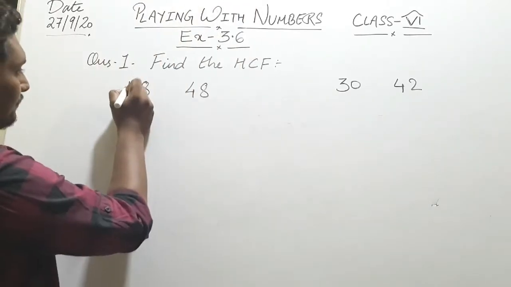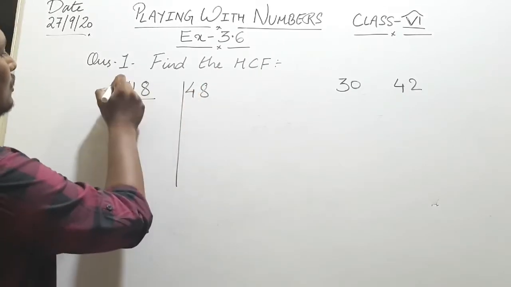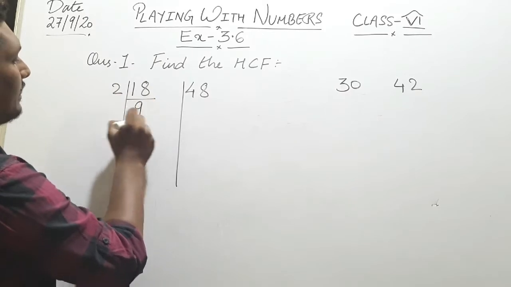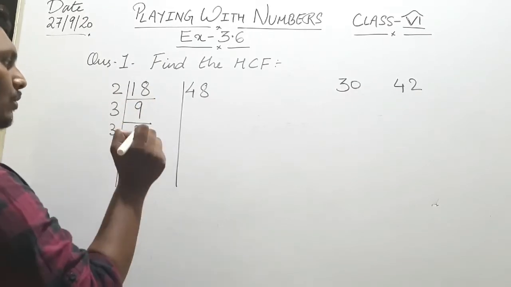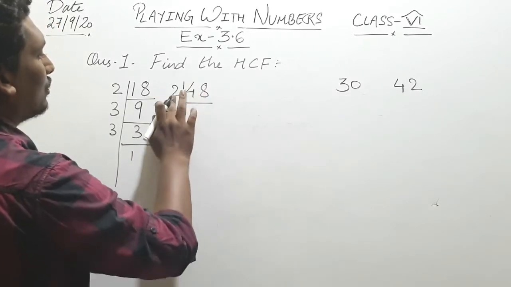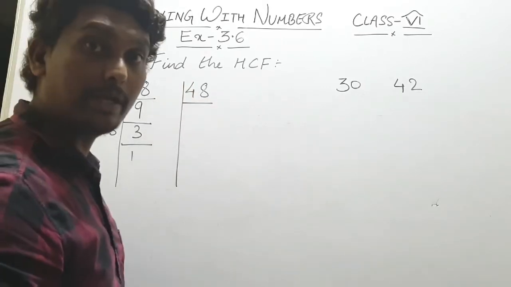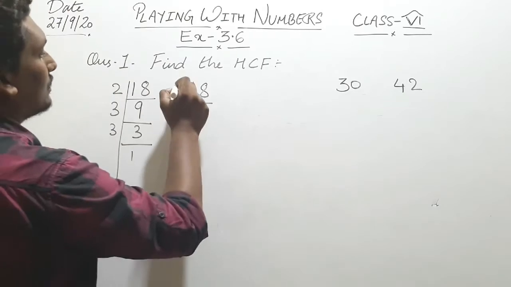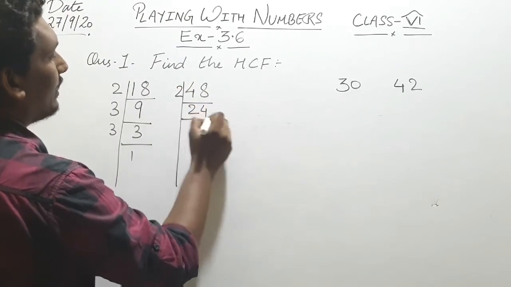So first we have to find out separately. 2 9s are 18, 3 3s are 9, 3 1s are 3. So see here, 8 is in the ones place, so it is divisible by 2, right? So 2 2s are 4, 2 4s are 8, again 2.